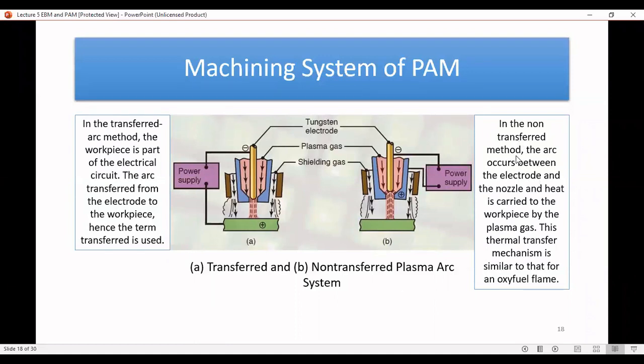In the non-transferred method, the arc occurs between the electrode and the nozzle, and the heat is carried to the workpiece by the plasma gas. This thermal transfer mechanism is similar to that of the oxy-fuel flame. So this is similar to the oxy-fuel flame. Any questions so far on plasma arc?